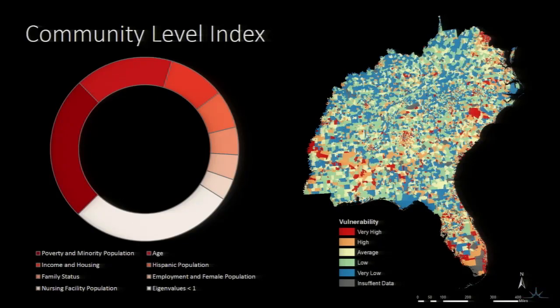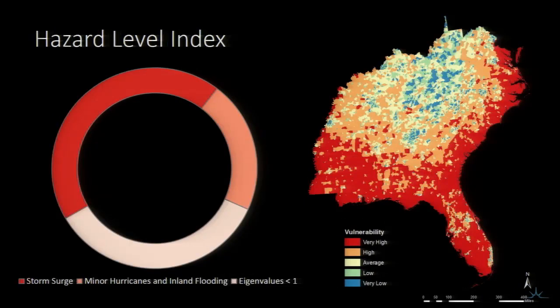So for the community level index, this is done at the tract and the county level, but the map depiction here is at the tract level. We see that poverty and minority population, as well as age, are the drivers of vulnerability for this region. If you're familiar with the geographic distribution of vulnerability for North Carolina, you will see this is Robeson County.